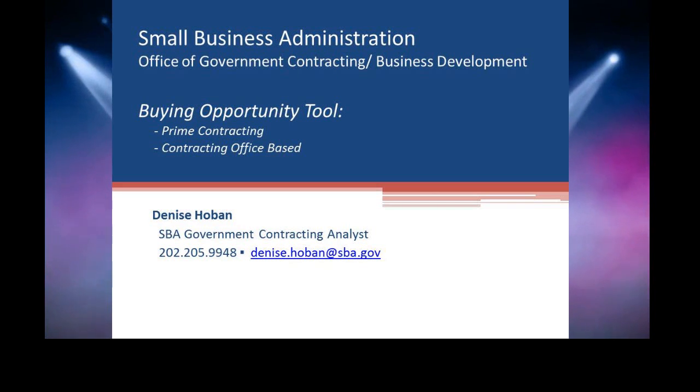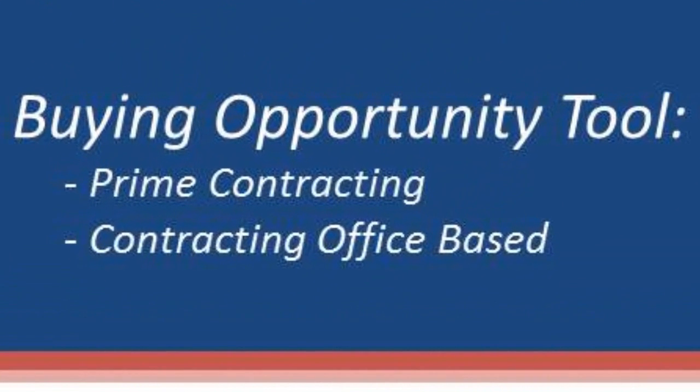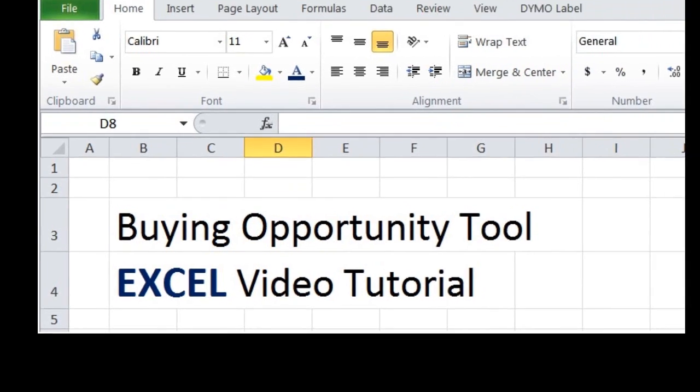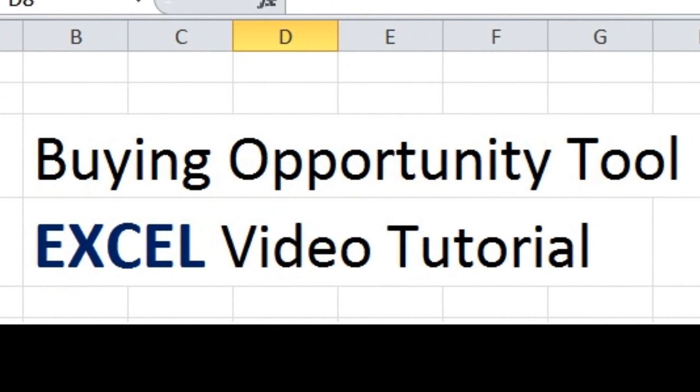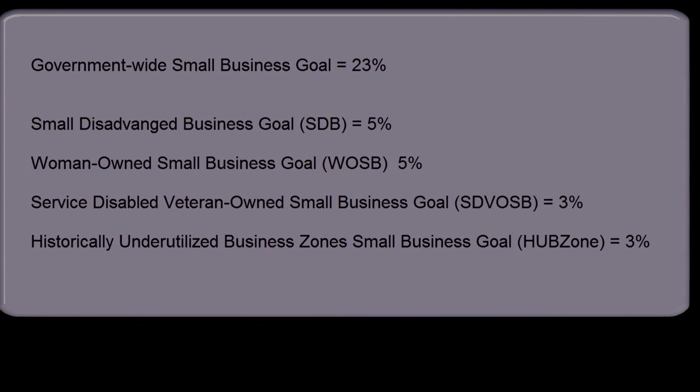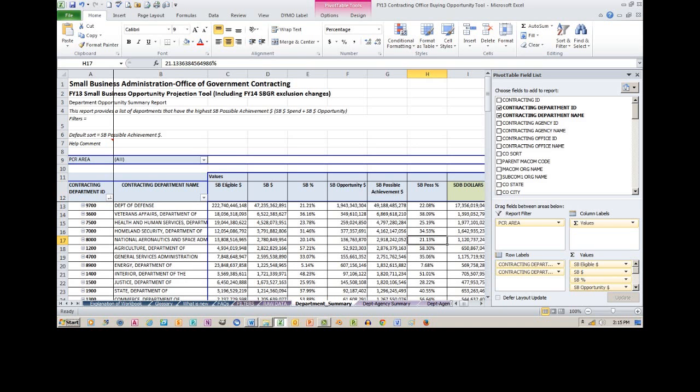The following video is a presentation of the Small Business Administration Buying Opportunity Tool. You are currently watching the Buying Opportunity Tool Excel file video tutorial. To assist agencies in meeting their goals, the Small Business Administration has developed the Prime Contracting Buying Opportunity Tool. The tool is a Microsoft Excel file that contains a large data set with a variety of pre-formatted pivot tables.